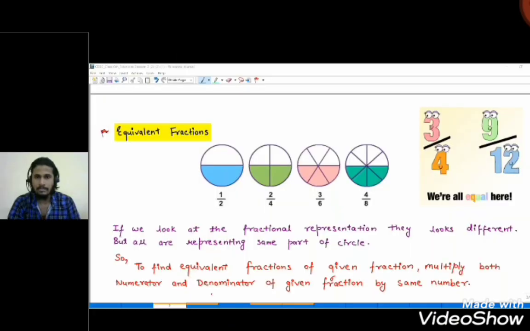Students, what is the first topic that we are going to pursue here? That is the concept of equivalent fraction. Okay. So what are equivalent fractions?